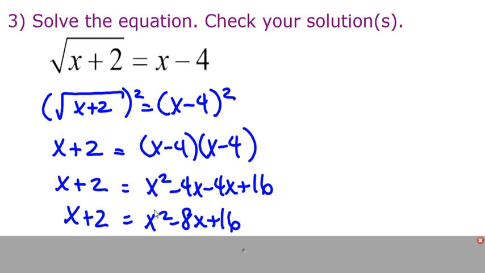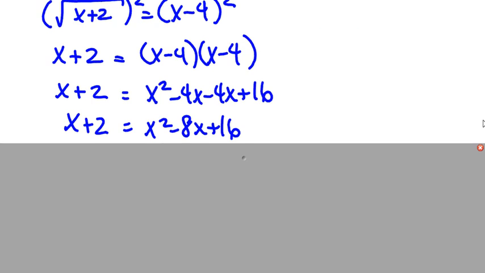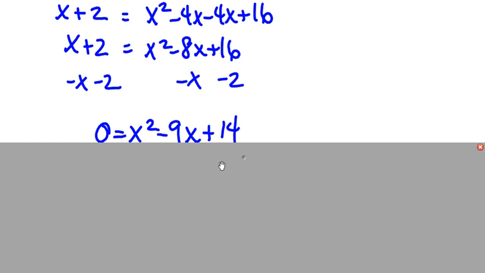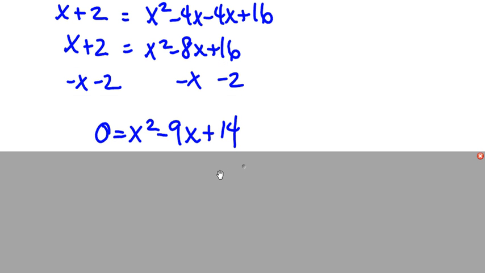Well, again, since I have an x squared, I can see I have a quadratic equation I'm working with, so we have to make it equal to 0. So let's make the 0 on the left-hand side by subtracting x and subtracting 2. So we're going to have 0 equals x squared minus 9x plus 14.